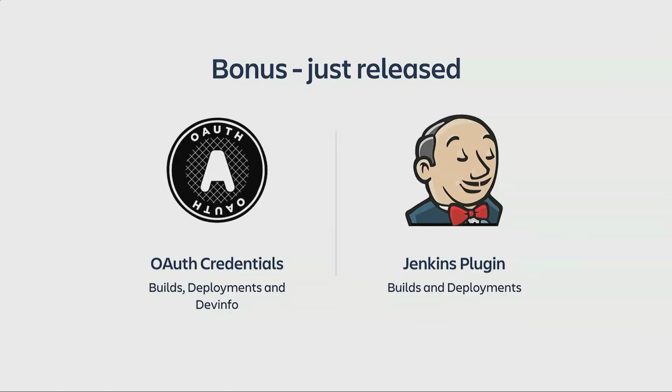So as a bonus, I'm really happy to say that we just in the last month have released 2 new features. The first one is we now support OAuth credentials within Jira. What does this mean? It means you can go to a Jira site now, and under the Apps section, you can go and create some OAuth credentials. Those OAuth credentials are scoped to that Jira site, and when you create them, you have to say which of the 3 APIs that we currently support you're wishing to call. We currently support builds, deployments, and developer information.